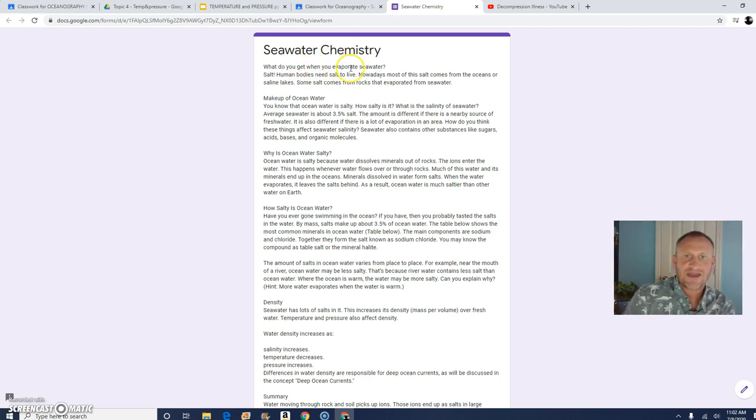What do you get when you evaporate seawater? You get salt. Human bodies need salt to live. Nowadays, most of the salt comes from the oceans or saline lakes, which are salt lakes. Some salt comes from rocks that are evaporated from the seawater. The makeup of the ocean water: you know that ocean water is salty, but how salty is it? What is the salinity of seawater?